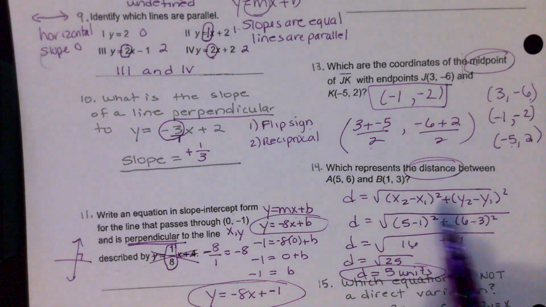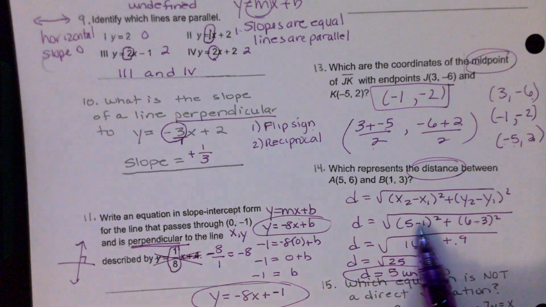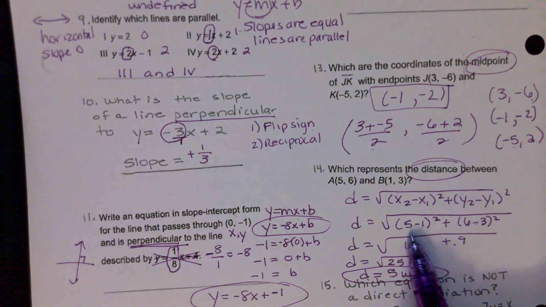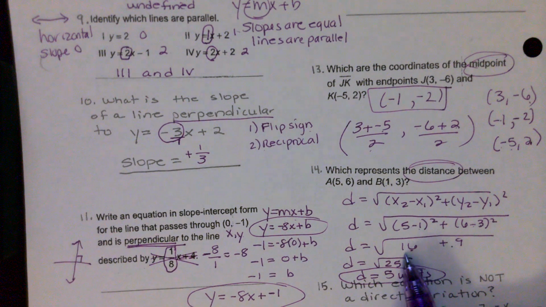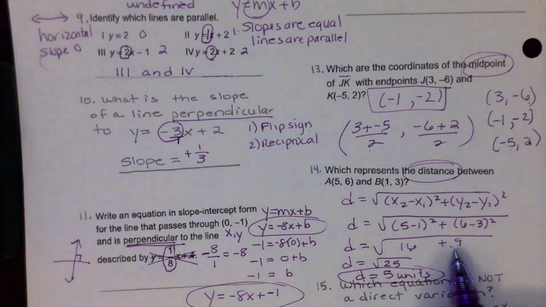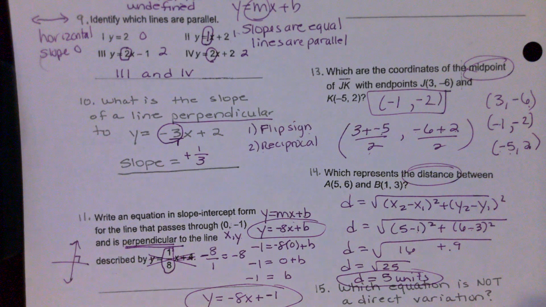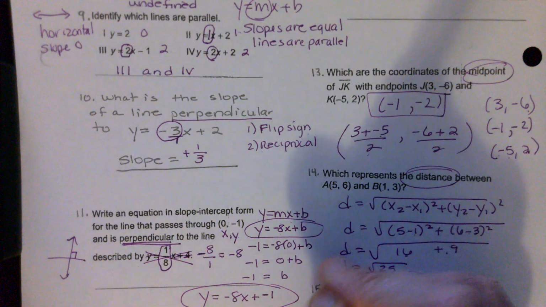Even if you had done this the other way and you had 1 minus 5 and 3 minus 6, yeah, you get a negative in here. You get a negative 4. But when you square it, it's still positive when it comes down here. Same thing here. All right, and we're going to skip 15.